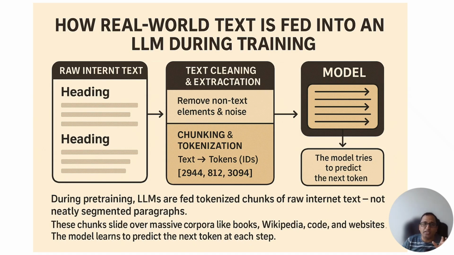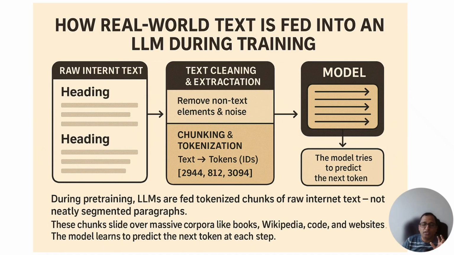Each chunk is then tokenized, meaning every word or subword is converted into a numerical ID. So for example, if we take the phrase "transformers change NLP", it might become, say, numbers like 299, 448, 112, and 3094. Now we are ready to pass this data through the model.